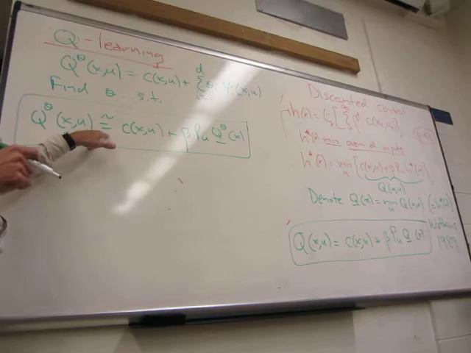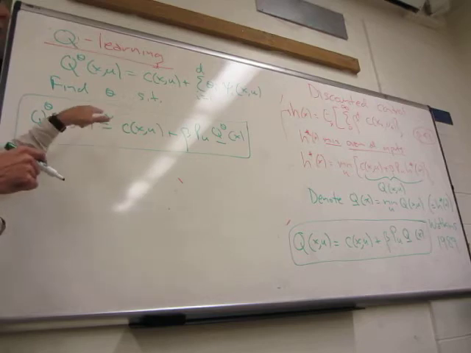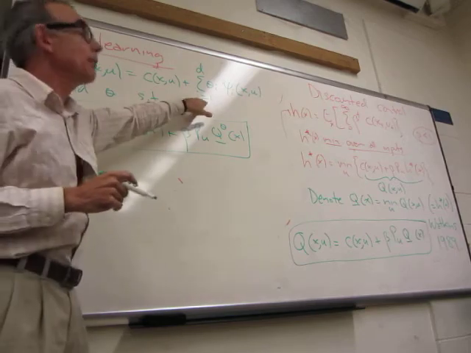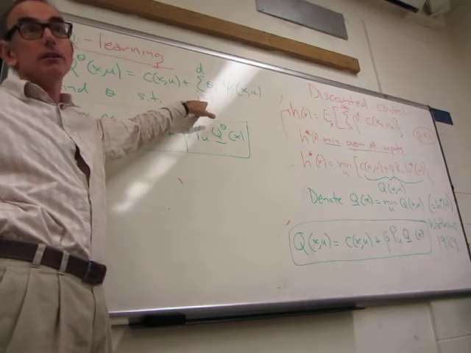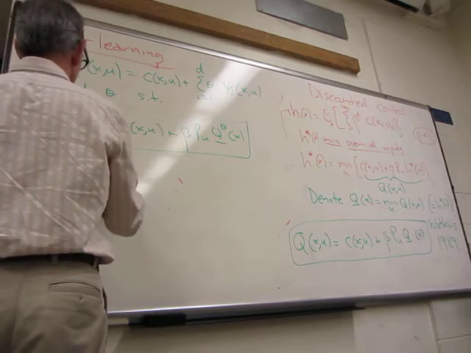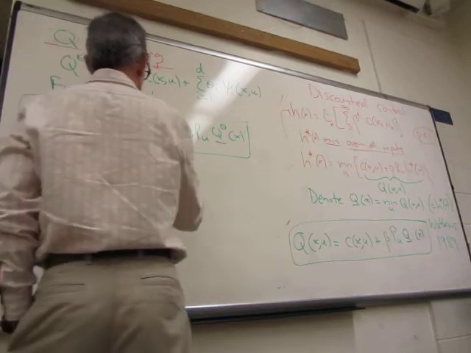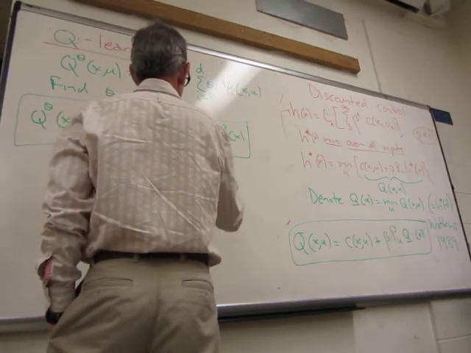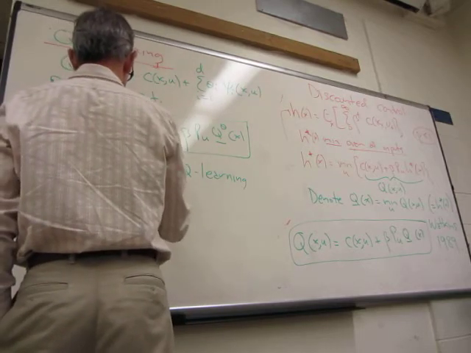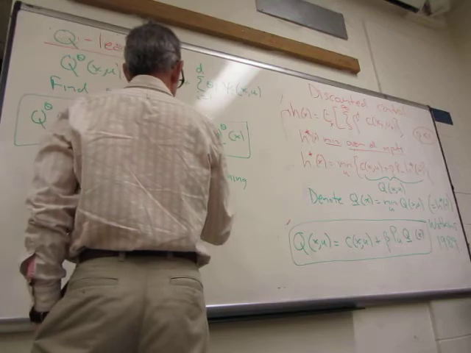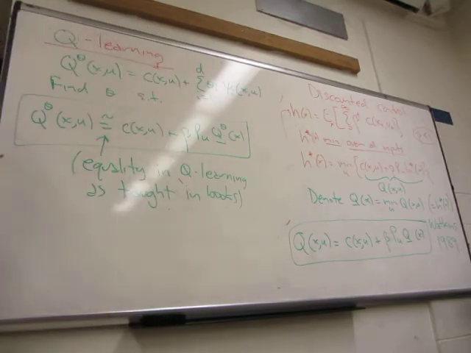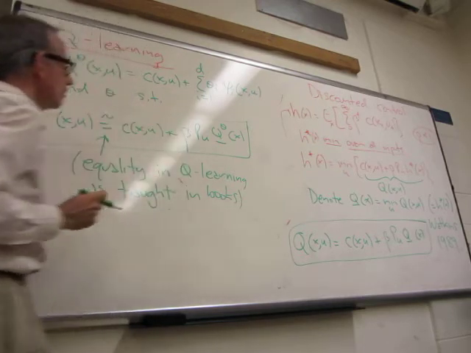So Watkins in his thesis found a simulation-based algorithm to solve this exactly. You know? And he did that by parameterizing everything. Okay, so Watkins wanted equality. So I'm actually lying a little bit. So you know, this is the goal.